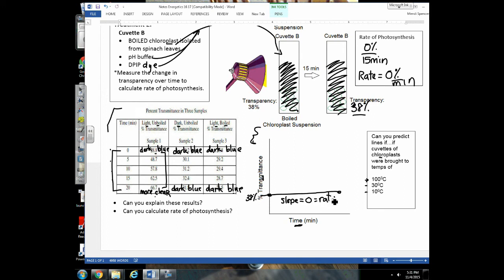For the 30 degrees Celsius, that is slightly warmer than room temperature. So we've heated up this cuvette. And if we increase temperature, then that's going to increase reaction rate. So to show that, we need a line that's going to show a steep slope. So again, we can start it out at 38% transmittance, and it's going to become more clear over time, or more transmittant. So we can show rate like that. We have a high slope, so that means we have a high rate of photosynthesis.